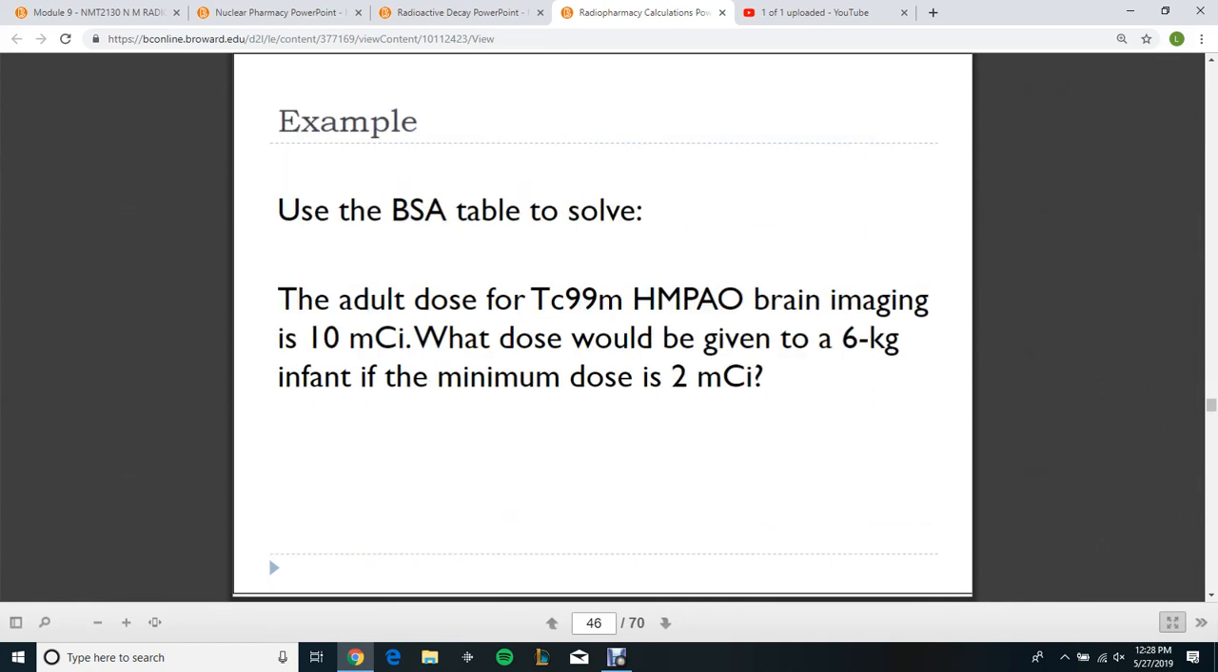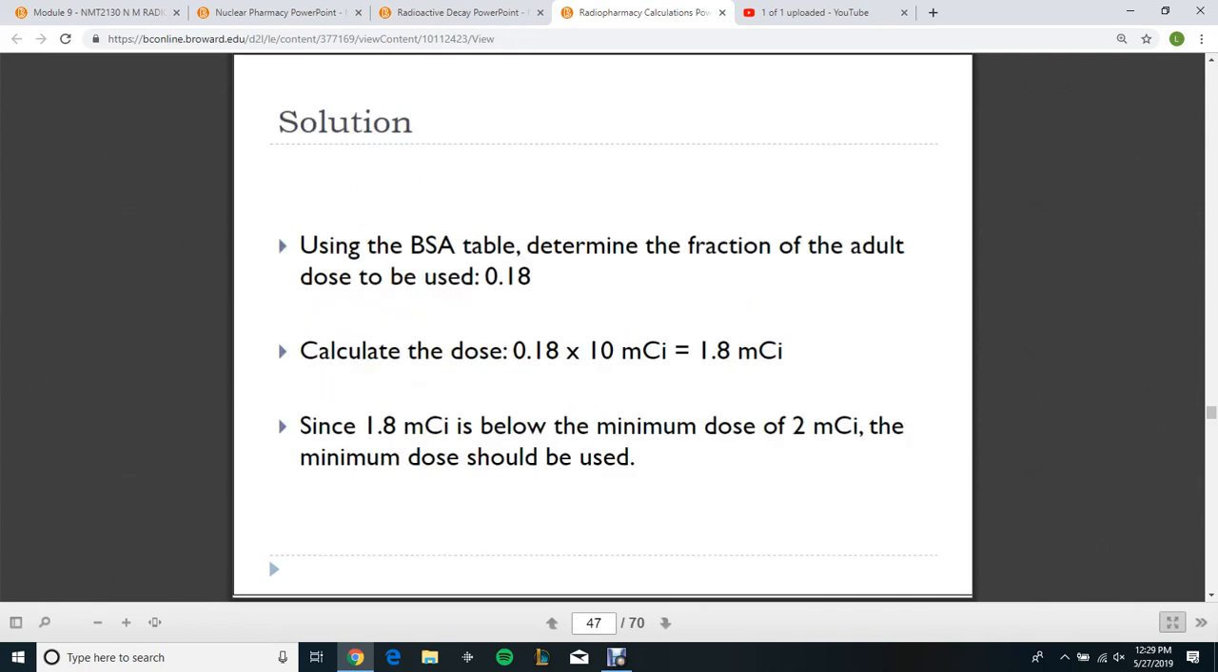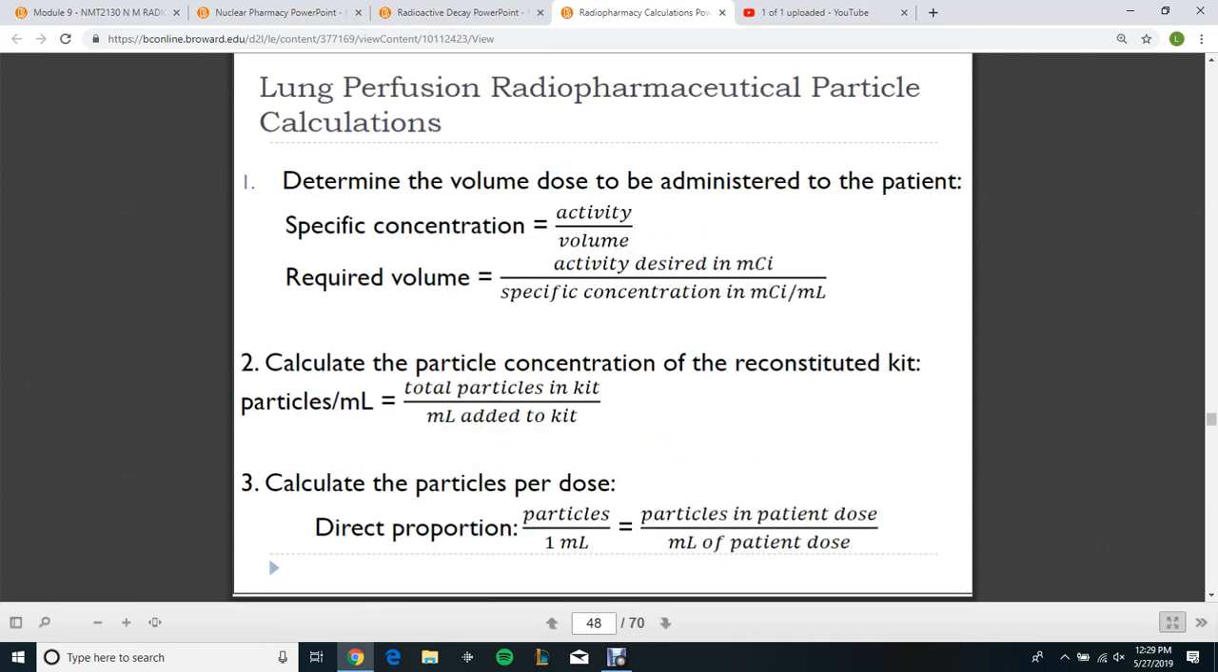Use the BSA table to solve. The adult dose for technetium-99m HMPAO brain imaging is 10 millicuries. What dose would be given to a 6 kilogram infant if the minimum dose is 2 millicuries? Using the BSA table, determine that the fraction of the adult dose to be used is 0.18, so calculate the dose. The 0.18 times 10 millicuries is equal to 1.8 millicuries. Since 1.8 millicuries is below the minimum dose of 2 millicuries, the minimum dose should be used.